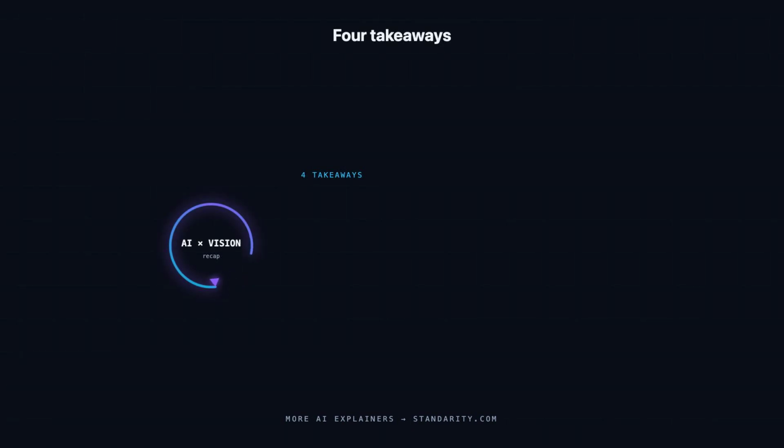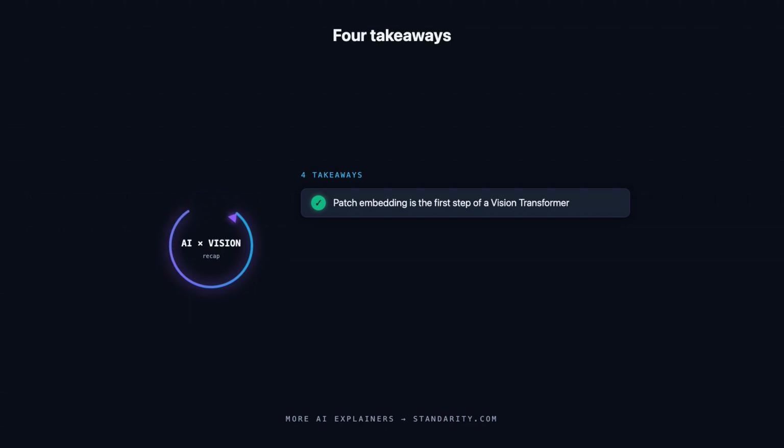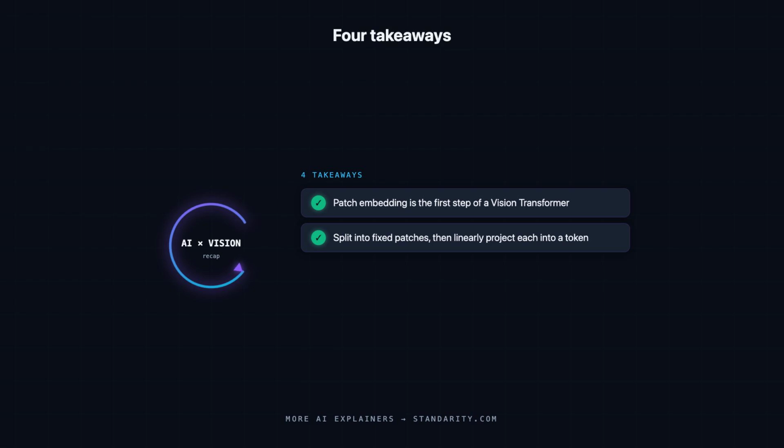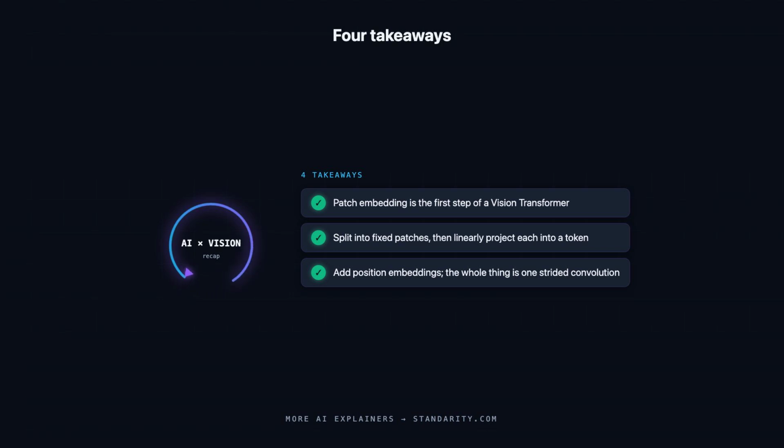All right, let's lock in the essentials of patch embedding. Patch embedding is the very first step of a vision transformer, the move that let a language architecture process images at all. Splitting the picture into equal patches and linearly projecting each one turns a grid of pixels into a short sequence of tokens. Adding learned position embeddings restores spatial order, and the whole split-and-project is neatly done by one strided convolution. Master this one idea, and the rest of Vision Transformers clicks into place.